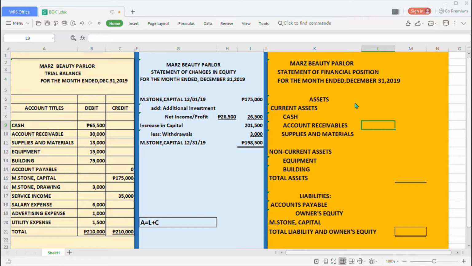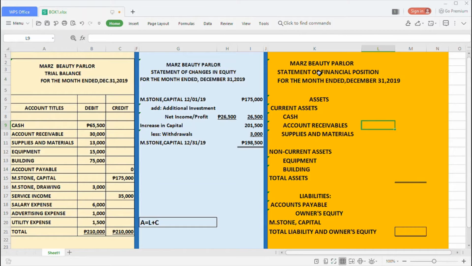So guys, good day! So ngayon pag-uusapan natin ang Statement of Financial Position, or it is also known as the balance sheet, right? So as you can see here on my screen, the trial balance and then the statement of changes in equity, alright? So hindi ka makakagawa ng Statement of Financial Position or balance sheet kung wala ka pang trial balance at saka statement of changes in equity, alright?